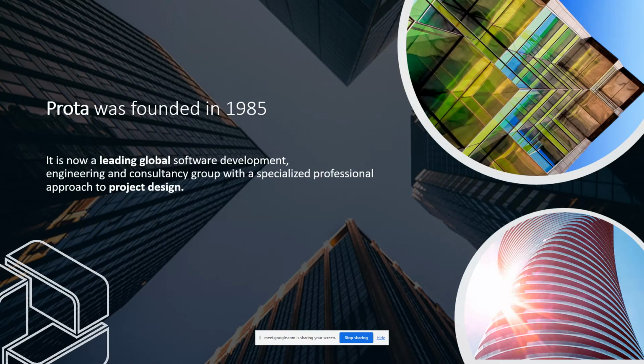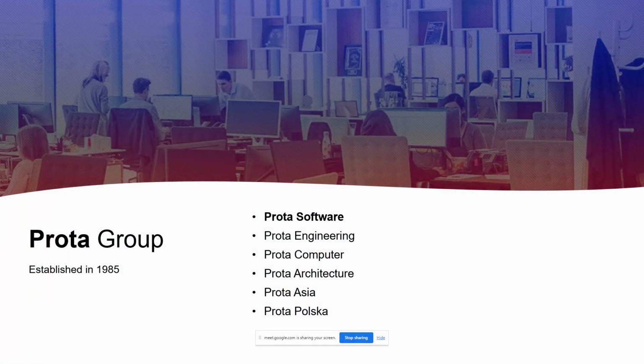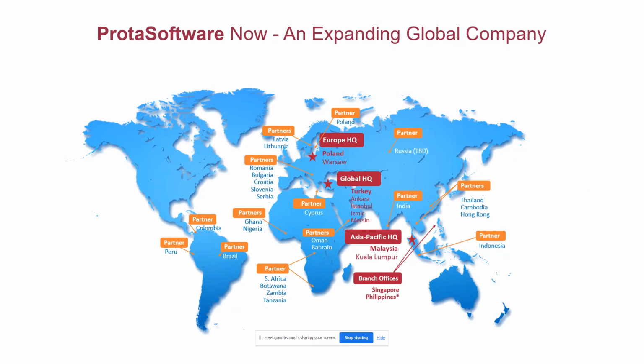The Prota Group was founded in 1985. They are now a leading global software development company. They have an engineering consultancy group, a software development group, and a computer-aided training division. You can see the list of the companies they have founded since 1985. Here are the locations of the headquarters for Prota software in Europe, Turkey, Malaysia and Singapore, and we have global partners connected to Prota software.